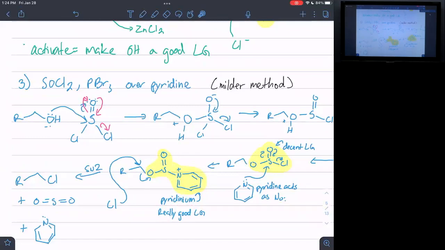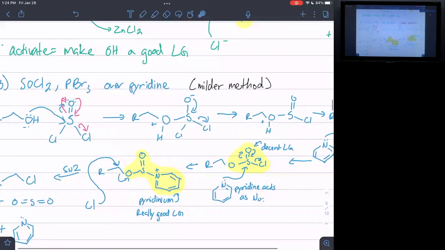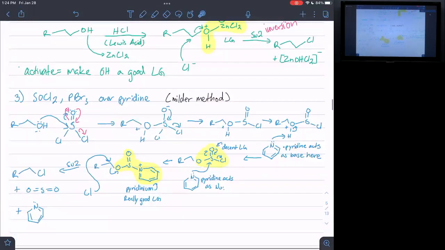And just know that this is the pyridinium intermediate. The pyridinium group is the good leaving group. And that happens for both mesylates and tosylates, right? That's a little different, but basically the whole point of everything is to attach something to the alcohol and make it a good leaving group, and that's what happens with the mesylates and tosylates.